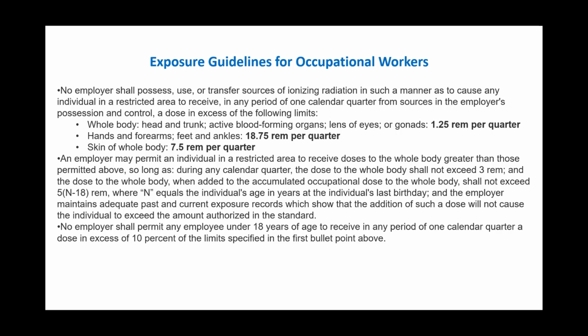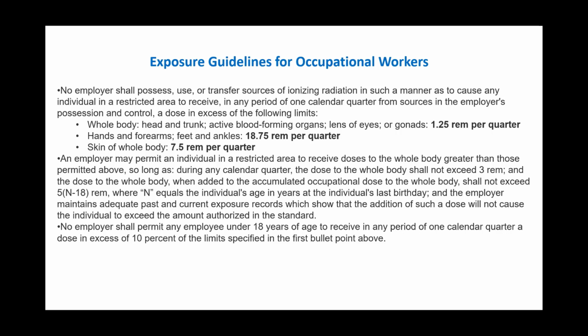In simple terms, different tissues have different radiation sensitivity. The more sensitive the tissue, the less radiation the occupational worker can receive in that area. We usually divide it out by whole body, hands and forearms, and the skin. We'll talk in more detail about the term rem in the following slides.